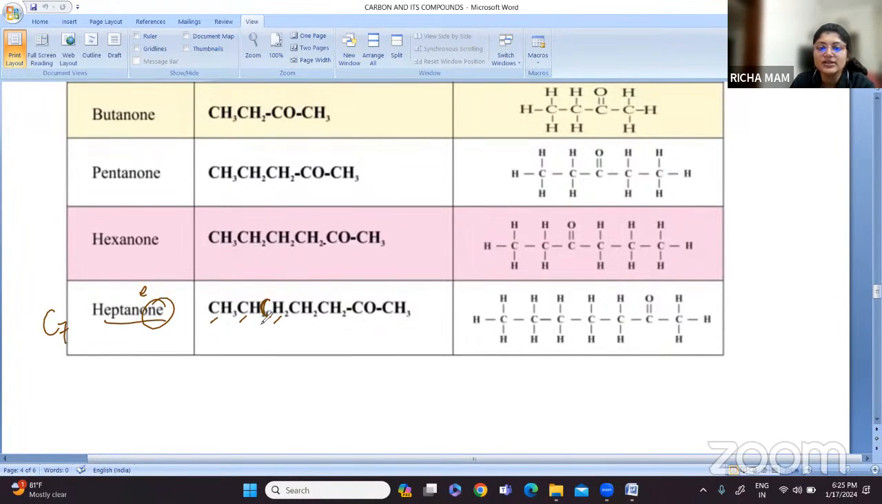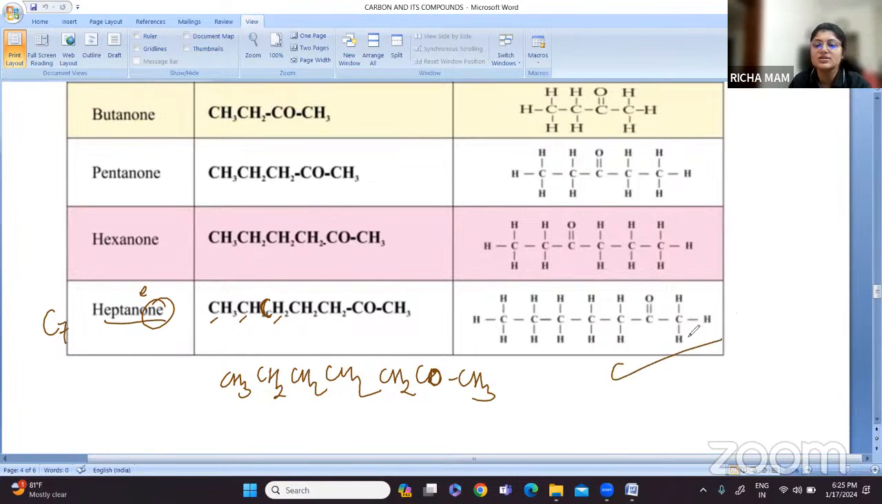So it is CH3, CH2, CH2, CH2, 1, 2, 3, 4, 5, then 6 and 7. So 1, 2, 3, 4, 5, 6, 7. This is the structure of heptanone, and this is the molecular formula. I hope this is clear. So these are the homologous series of ketone.